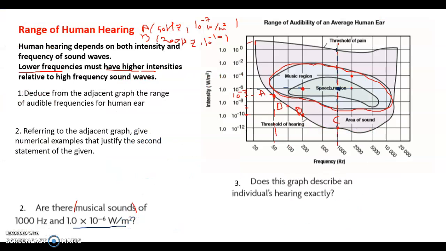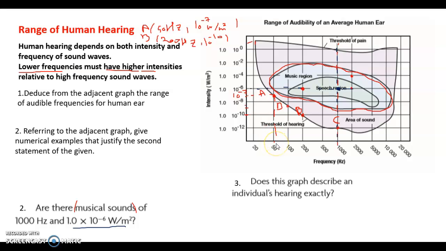Range of human hearing. Human hearing depends on both intensity and frequency of sound waves. Lower frequencies must have higher intensities relative to high frequency sound waves. So let's read the graph that shows the variation of the intensity of sound as a function of frequency. This whole purple region represents all the sounds that are audible to the human ear. The lower part of the region is the threshold of hearing, and the upper part is the threshold of pain. So what do I mean by threshold of hearing?